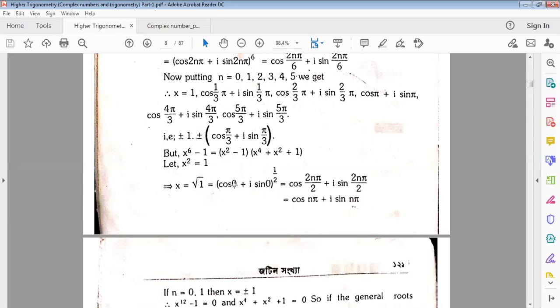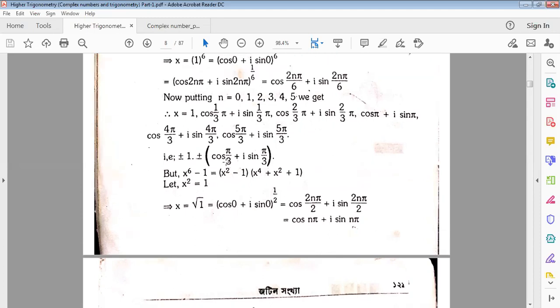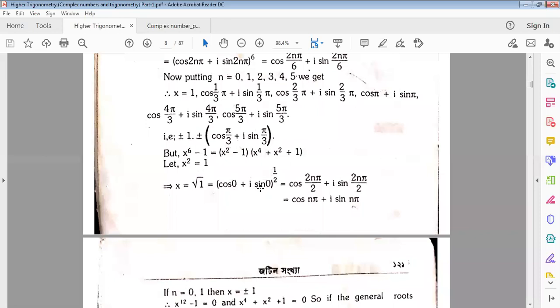x equals square root of 1, similarly (cos 0 plus i sin 0) to the power half. Then by de Moivre's theorem, cos 0 can be written as cos 2nπ and sin 0 as sin 2nπ. So cos 2nπ plus i sin 2nπ. Then cos 0 plus i sin 0 becomes cos 2nπ by 2, just multiplying the power by using de Moivre's theorem.